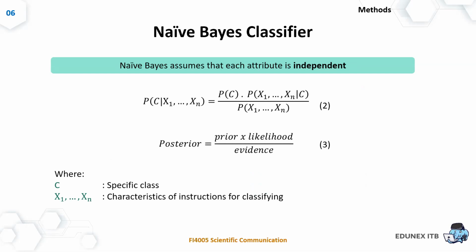Naive Bayes assumes that each attribute is independent. In the naive Bayes classification, equation 1 is then further developed into equations 2 and 3, where C is a specific class and x1 until xn are the characteristics of the instance for classifying. The final equation is: posterior equals prior times likelihood divided by evidence. Next slide.